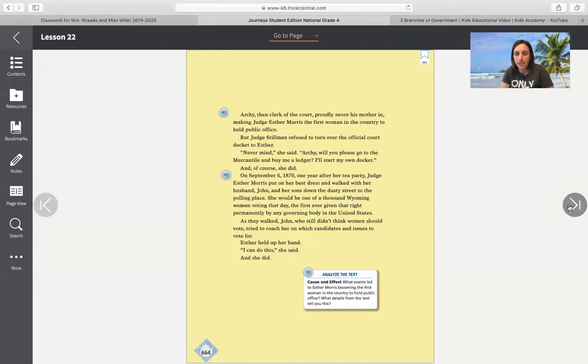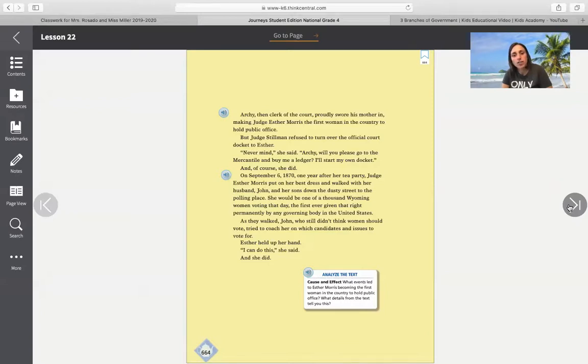On September 6th, 1870, 1 year after her tea party, remember the one at her house, Judge Esther Morris put on her best dress and walked with her husband John and her sons down the dusty street to the polling place. That's where you vote. She would be one of 1,000 Wyoming women voting that day, the first ever given that right permanently by any governing body in the United States.